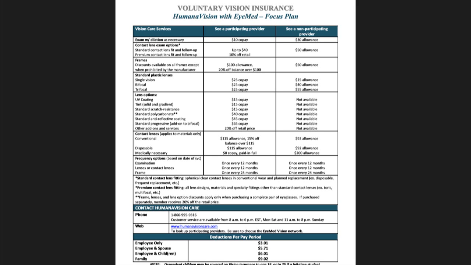For those enrolled, don't forget that the plan covers an eye exam every 12 months and is subject to a $10 copay in network.